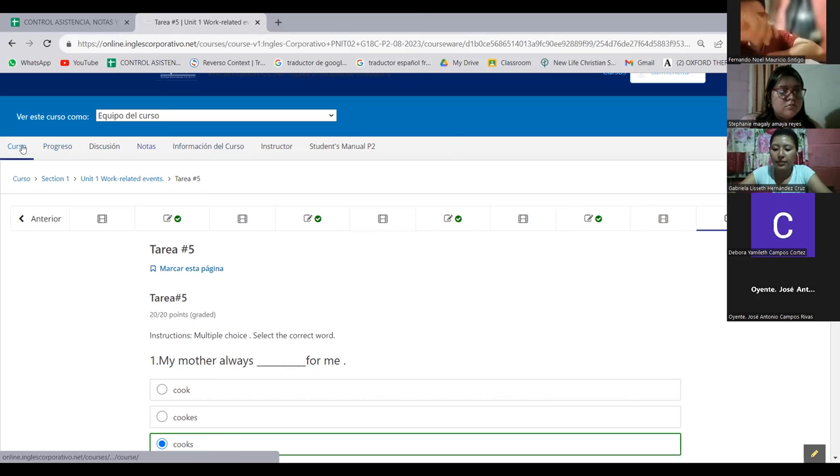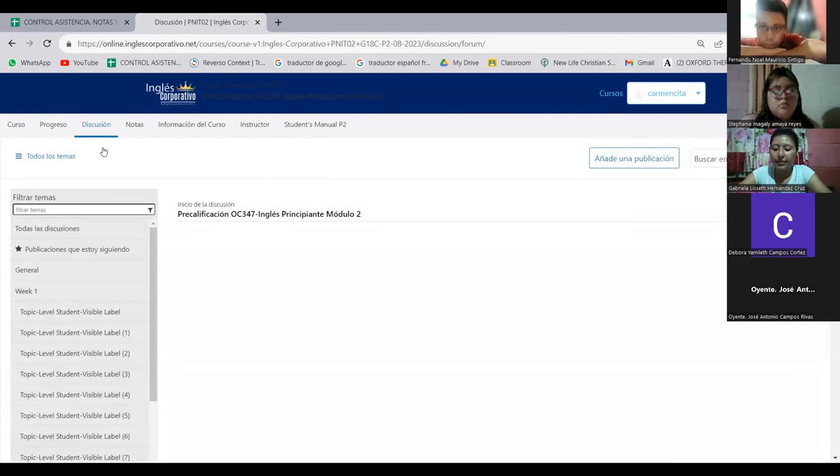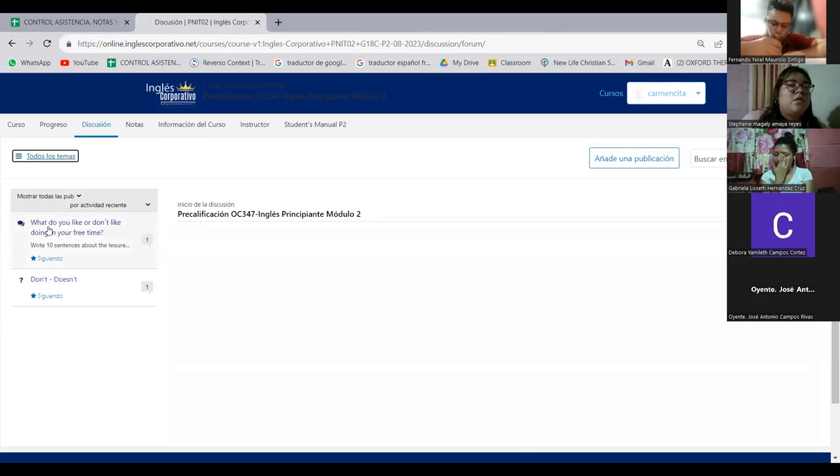We have these labels, okay? These menu buttons right here. So in mine, it says discussion, but in yours, I think it says forum. Look for that label, okay? The label forum. You click on all the topics, todos los temas, you click on it, y ahí tienen dos actividades ya posteadas.